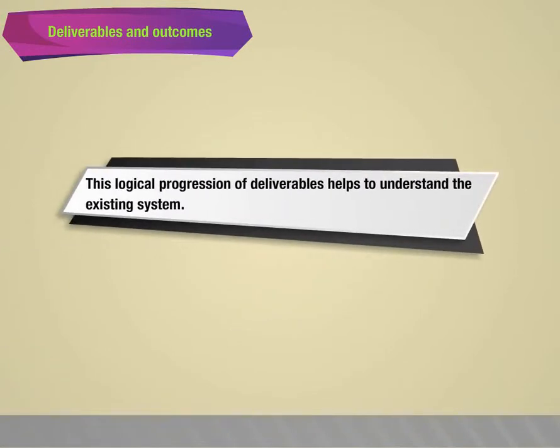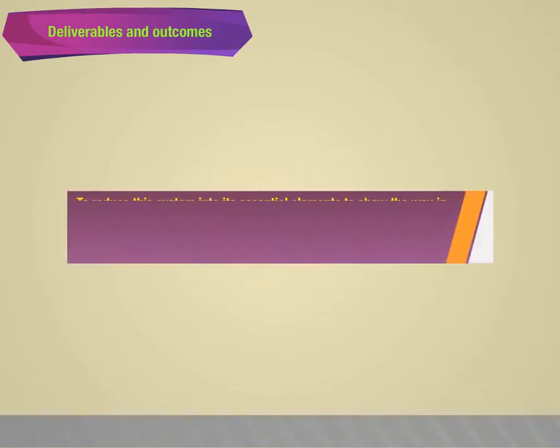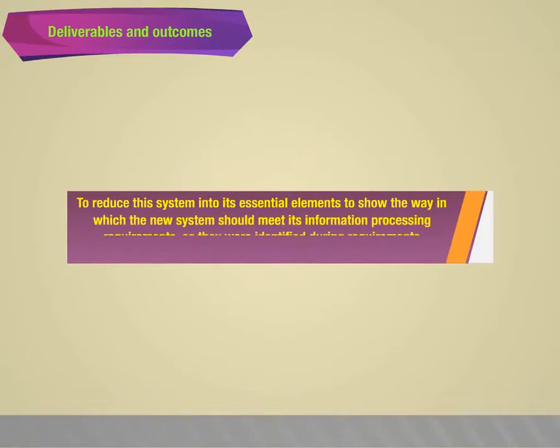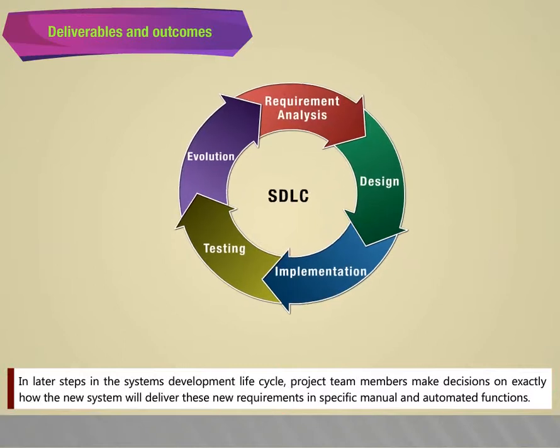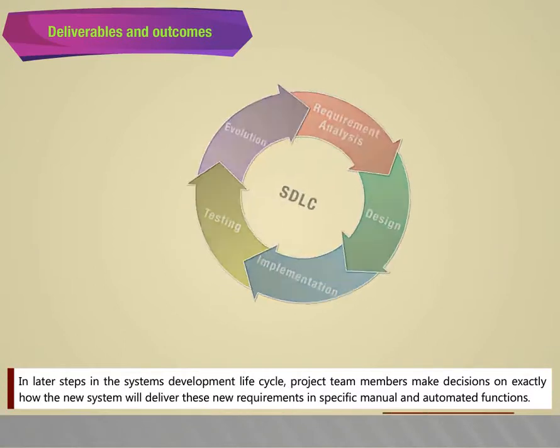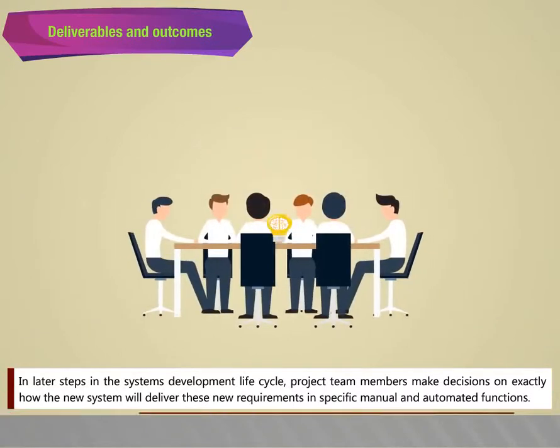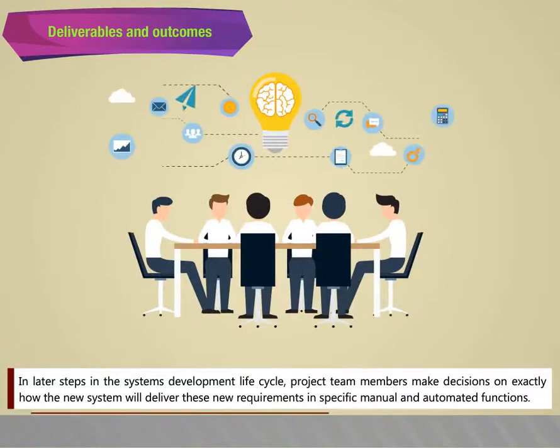This logical progression of deliverables helps to understand the existing system, to reduce this system into its essential elements, and to show the way in which the new system should meet its information processing requirements as they were identified during requirements determination. In later steps in the system development life cycle, project team members make decisions on exactly how the new system will deliver these new requirements in specific manual and automated functions.